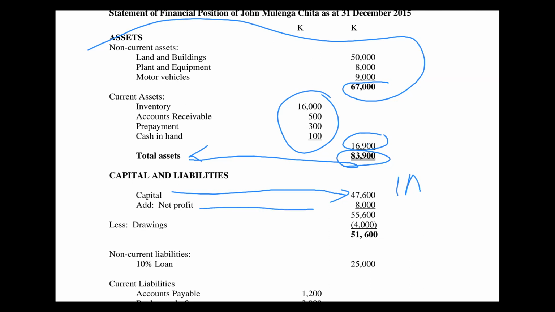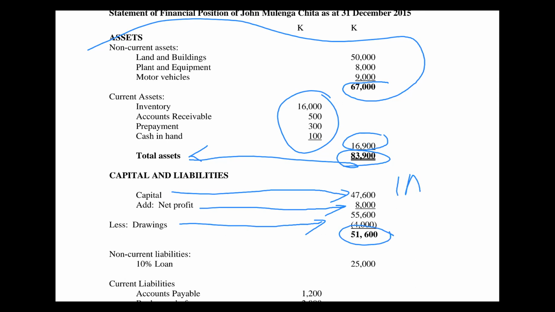The net profit, I will show you how to calculate the net profit. And then you remove the drawing. The drawing is the money that you withdraw as a proprietor from the business for personal use. You withdraw this money so that you can use it for your own personal use. So you have to deduct that money. And what remains is what we have here, 51,600.